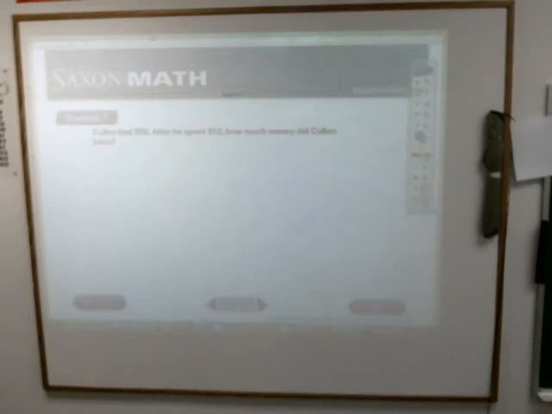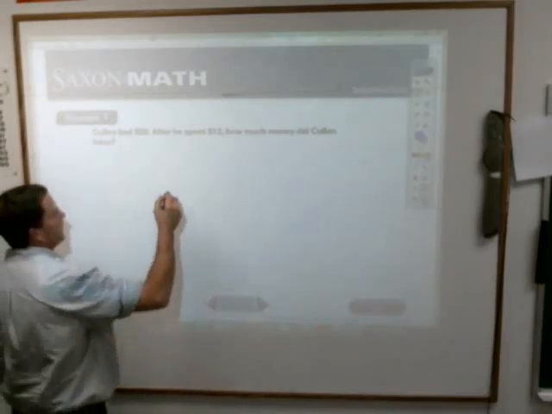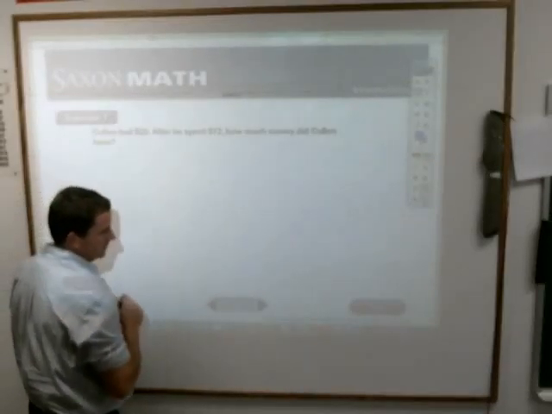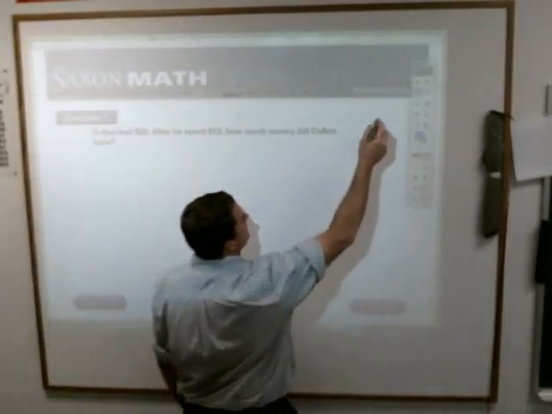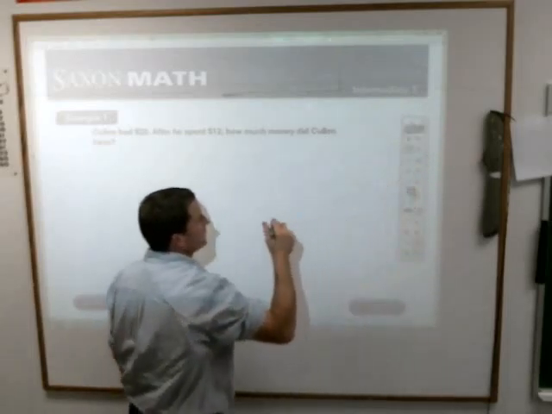Under word problems, again, children, under word problems. What happened here? How come it's not right?